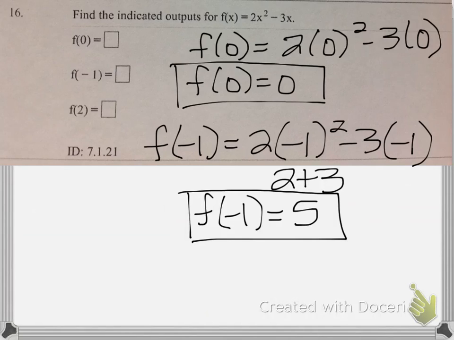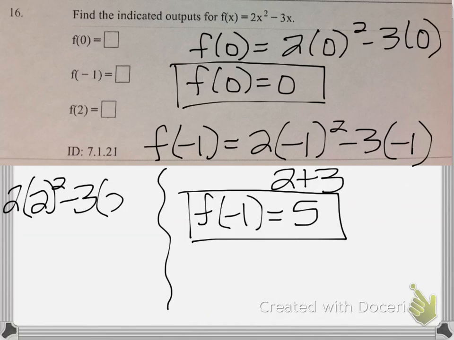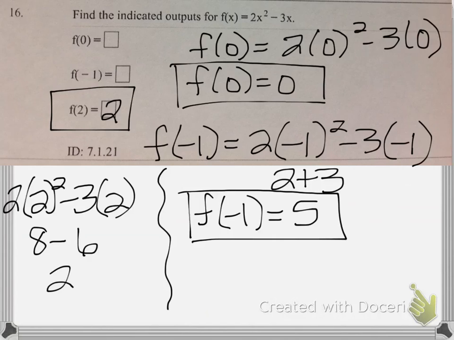And then finally, the last one, 2. If I plug in 2, actually I'm not going to have enough space for that. So when I plug in 2, let's see here, 2 times 2 squared minus 3 times 2. I get 2 squared, which is 4. 4 times 2 is 8. And then 3 times 2 is 6. So it looks like I get 2. So when I plug in 2, I also get 2. So f of 2 equals 2. So it looks like 0, 5, and 2 are my answers.